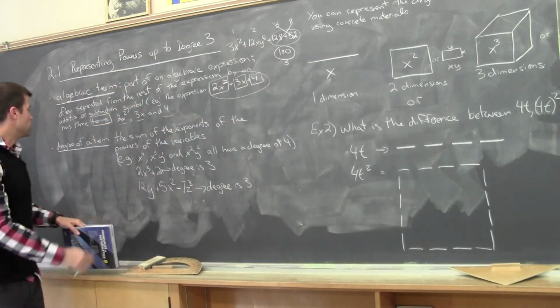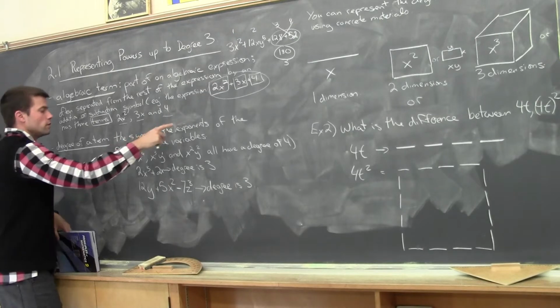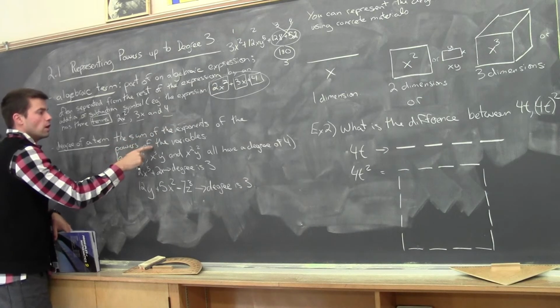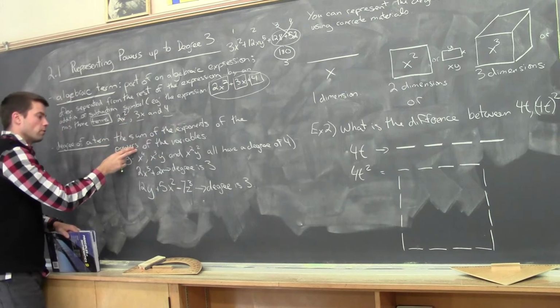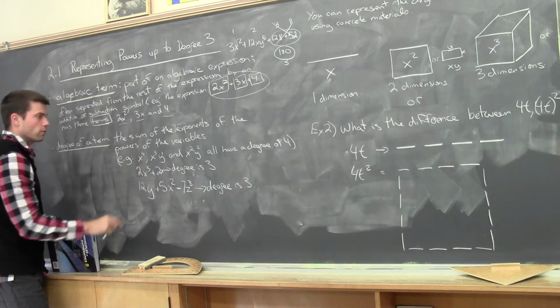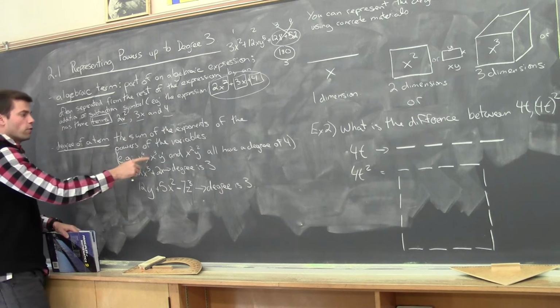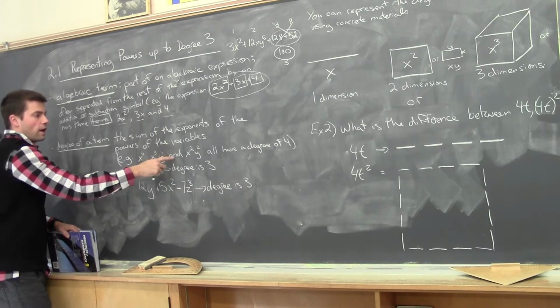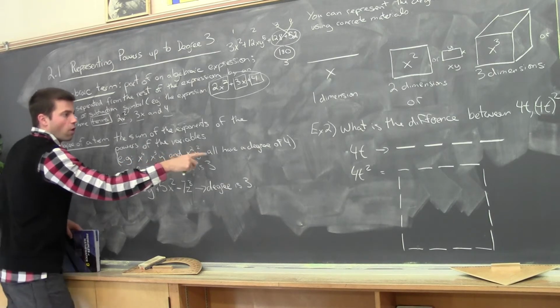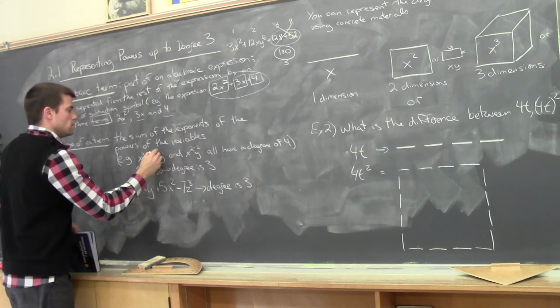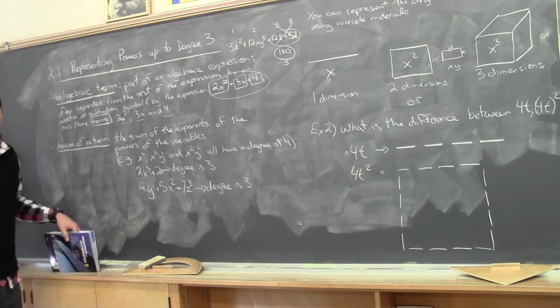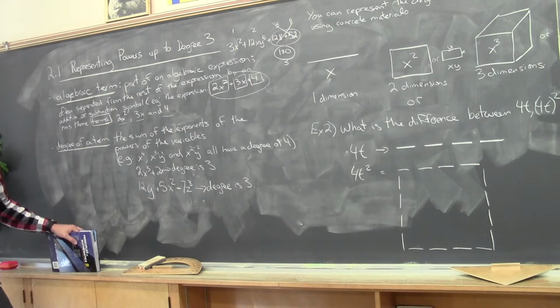So the degree of a term is the sum of the exponents of the powers of the variables. Remember, this whole thing is a power of the variable. So x to the 4, x cubed y, and x squared y squared all have a degree of 4. So you're adding these exponents up. Any questions there?